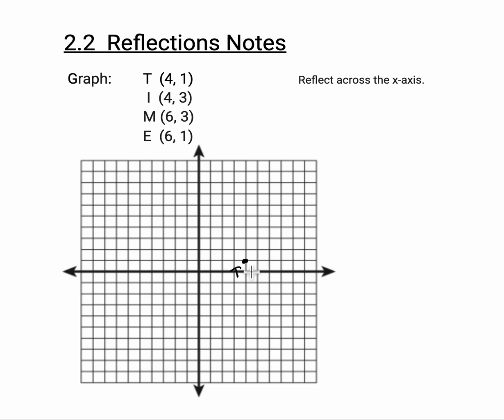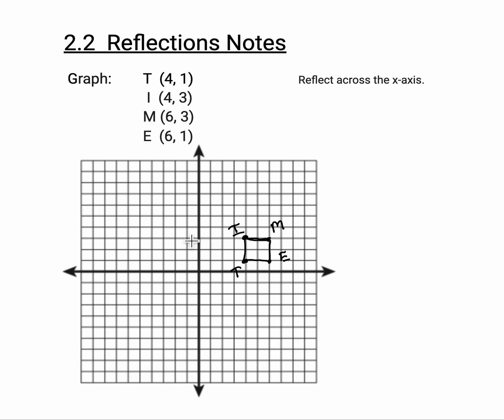All right, 4, 3 is I. M is 6, 3. 2, 4, 6, 3 is M. And 6, 1 is E. So I'm going to connect, and it looks like a square. And that is our original. So now what we're going to do is reflect it.